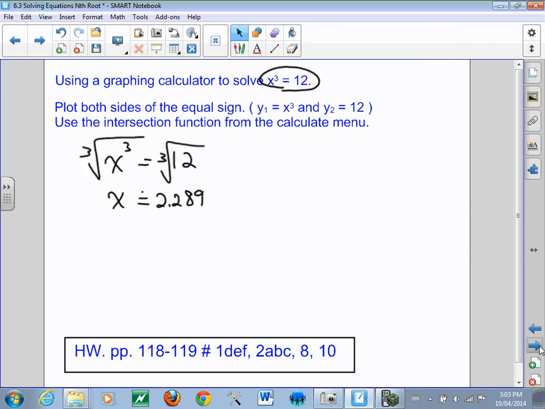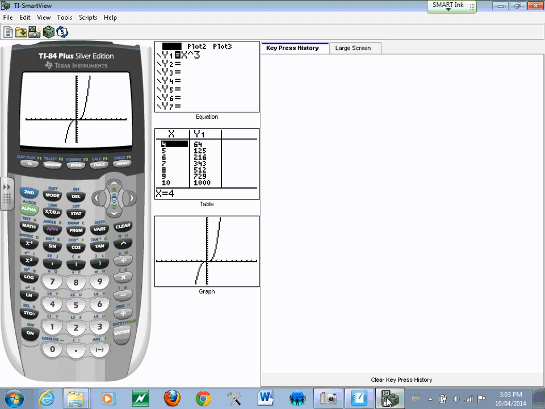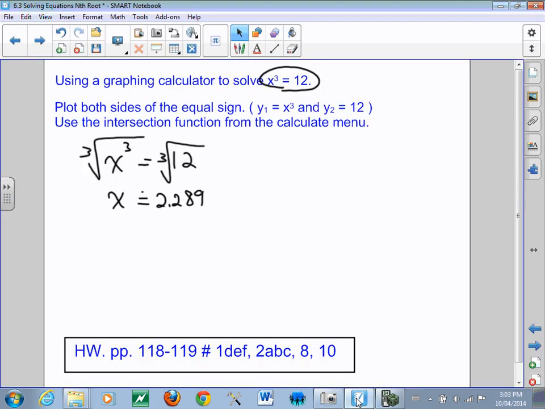So I'm going to go to my graphing calculator, and you can use any online graphing calculator. I go to y equals, and I already have my x cubed in there. I'm sorry, back the truck up. I forgot to introduce how we do this. The instructions are to plot both sides of the equal sign. So for y1, that's going to be equal to x cubed, and for the second equation, that is 12. We did this back in the exponential functions unit. Once we've got both of them plotted, we're going to use the intersection function under the calculate menu.